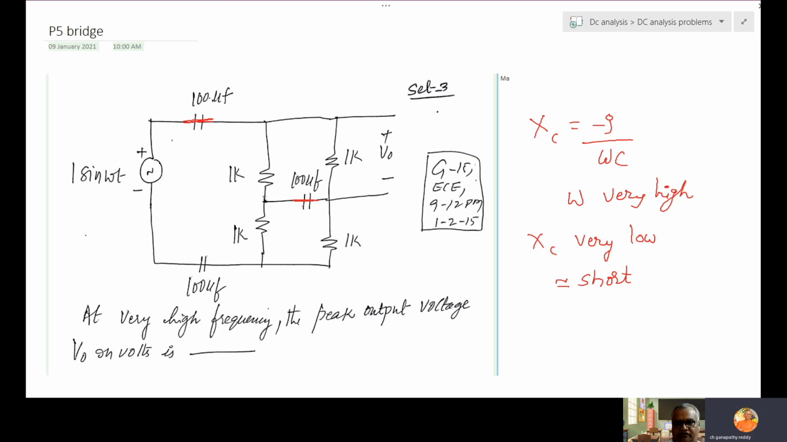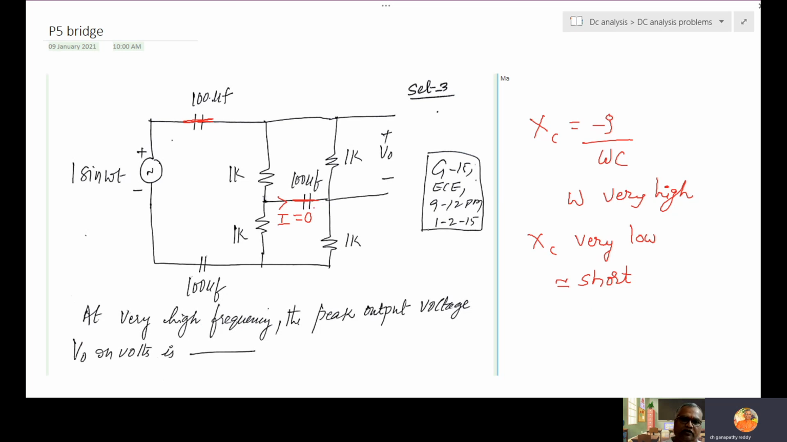Again, bridge is balanced. When bridge is balanced, we have two options. You can think like this is open. You can also think like short. Sometimes by making open, analysis is easy. Sometimes by assuming short, analysis will be easy. Depending on the problem we select. Here, even though capacitor is short, this current I is 0. Capacitor is short, but why current is 0? Bridge is balanced. When bridge is balanced, current will not flow.